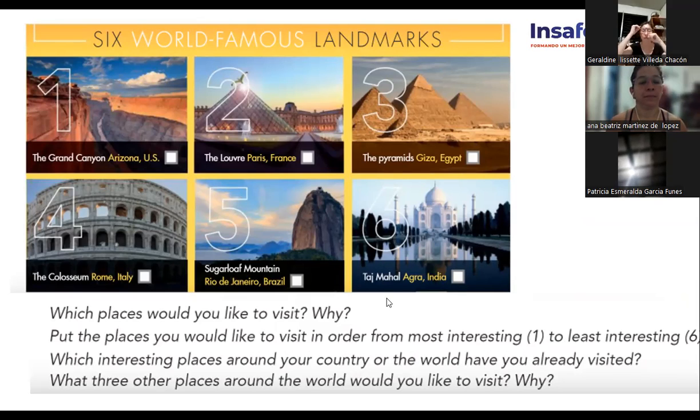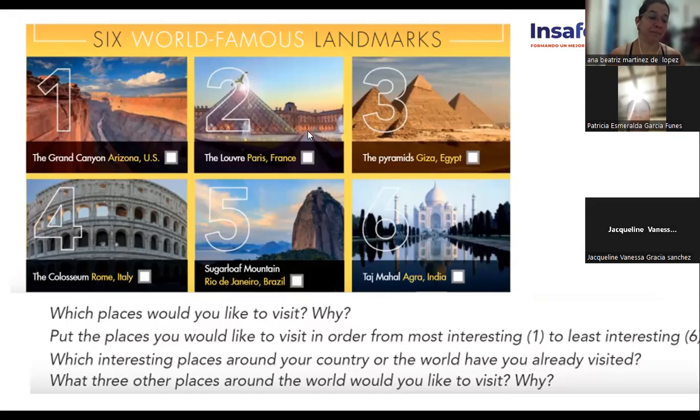Okay, so put the places you would like to visit in order from most interesting one to least interesting six. For example, in my case, for me, my number one would be the Grand Canyon. My number two will be the Pyramid Giza. My number three, Sugarloaf Mountain in Rio de Janeiro. My number four, the Taj Mahal. The number five, the Colosseum Rome. And for me, the least interesting is the Louvre Paris France, in my opinion. What about you? Which places would you like to visit and why?